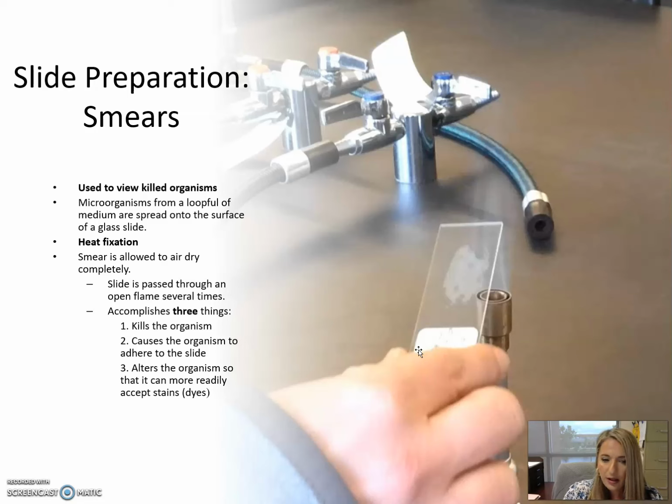And then the third thing that heat fixation accomplishes is breaking down the membranes of the bacteria so that they can absorb stain. Sometimes bacteria are resistant to stain because of their protective membranes, but what the heat does is it kind of loosens those membranes up a little bit so that they can readily absorb the stain.